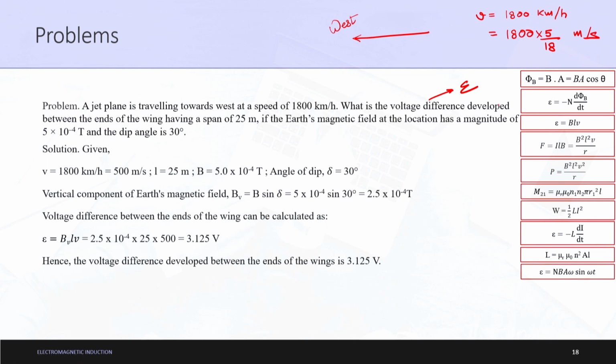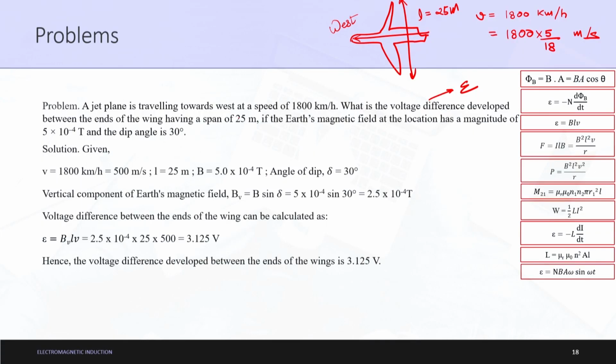The voltage developed is between the ends of the wing having a span of 25 meters. If I make a typical example of an aeroplane, the span, this value, is given to you as length, which is equal to 25 meters. The movement is like this, and hence there is an EMF produced. Having a span of 25 meters, the earth's magnetic field at the location has a magnitude of B. So the B value is also given to you as 5 into 10 to the power minus 4 Tesla, and the dip angle is given to you.